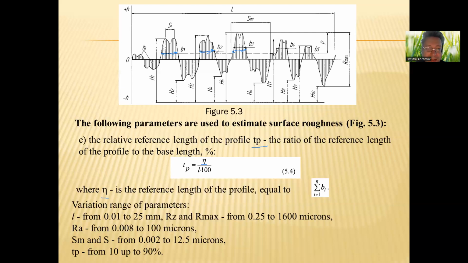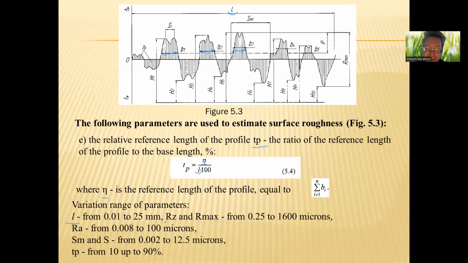Base length, it's L. You can see base length in the formula and on the scheme. A variation range of parameters. L from 0.01 to 25 millimeters. Base length can be from 0.01 to 25 millimeters.